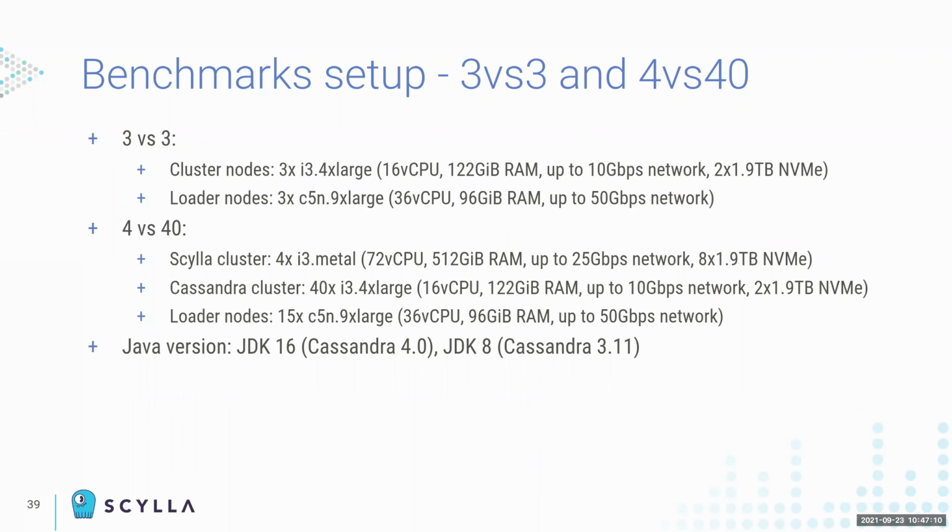So going back to the benchmarks setup slide, and focusing on the 4 versus 40 portion of this slide, we launched Scylla on 4 i3 metal instances. Those are the maximal instance sizes of the i3 family. When it comes to Cassandra, we launched 40 instances of the same type as in the 3 versus 3 benchmarks. So there's a 10 times difference between the number of nodes, but the Scylla cluster nodes are much bigger.